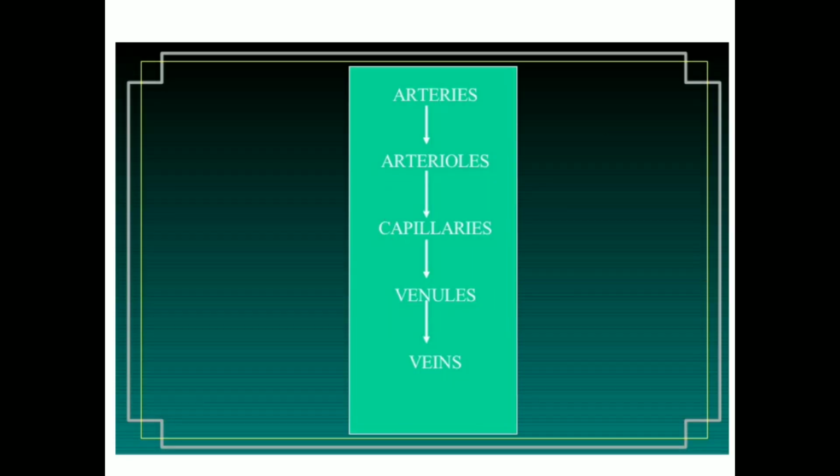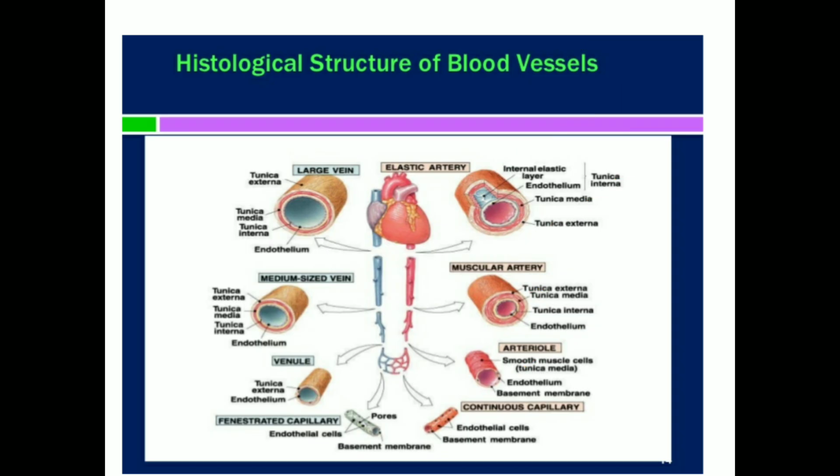Okay, this is just to tell you arteries, arterioles, capillaries, venules and veins. This is the histology structure of blood vessels. On the right hand side you are seeing artery, large artery, muscular artery, arteriole and capillaries, and on the left you can see venules, capillary, venules, medium size vein and large size vein. So you can see the difference between artery and the vein.